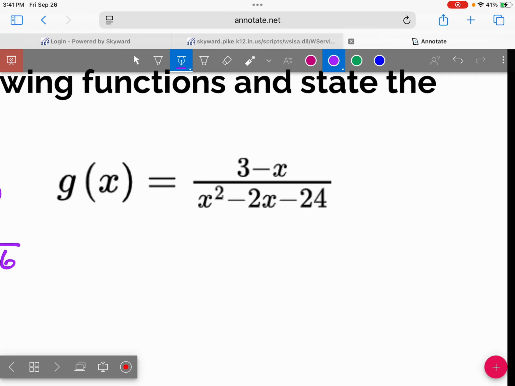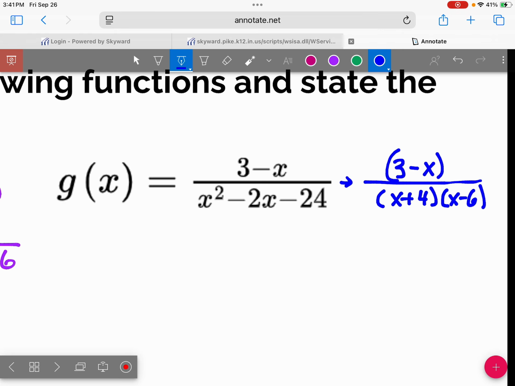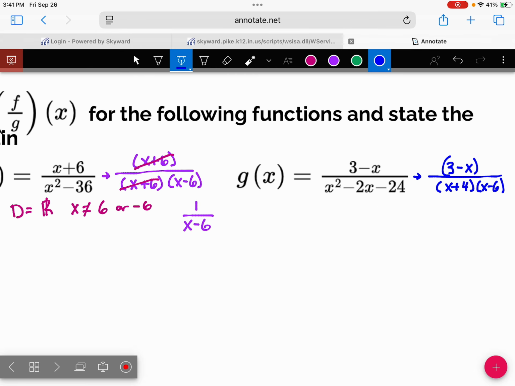For my g of x, we're going to write this in factored form so that we can figure out what's going to go on with our denominator here. So when we write the denominator in factored form, we're going to wind up with our x plus 4 and our x minus 6. In the numerator, we can write it as 3 minus x, absolutely valid. If it bothers you to have the x at the end, you can factor out a minus 1 and have it be the opposite of x minus 3. That would totally be valid as well.